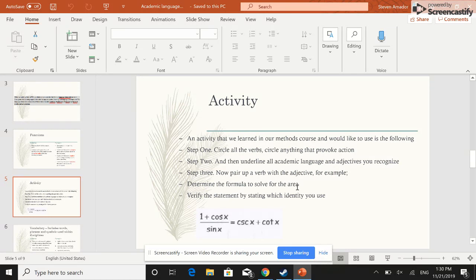Another language function would be verify. What are they verifying? Their statement, and also stating which identity they're using. As an example, at the bottom, these are some trig identities they have to use to verify that the left hand side and the right hand side are equal.